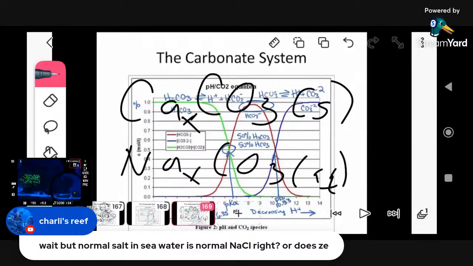Okay. And when your pH drops, you're basically taking the calcium solid right here and making it into an aqueous solution. So you're dissolving your coral if your pH drops. You're turning the solid into an AQ. That's what's going on.